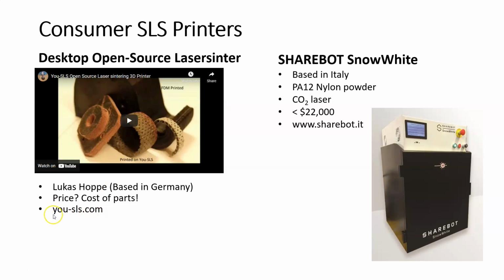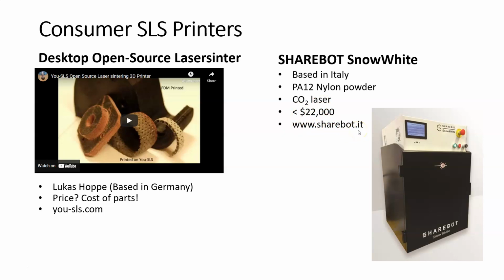So if you want to see it, I'm not sure that the internet address u-sls.com still exists. But if you're interested in that, I've downloaded all the plans for that. And then we also have the Sharebot Snow White, which is based in Italy. It uses nylon powder and another CO2 laser. It costs around $22,000, and then there we go.